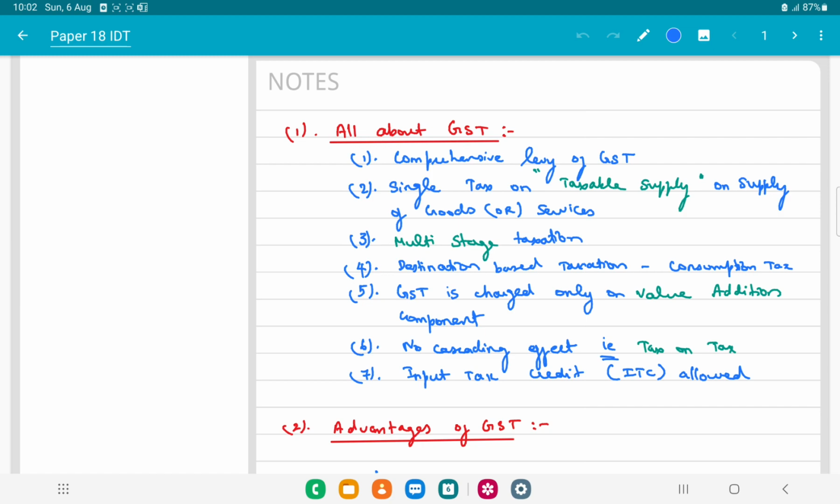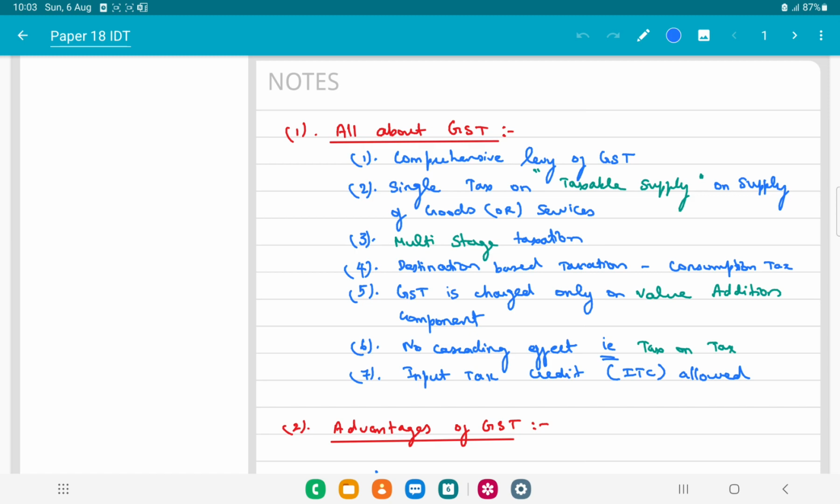But now we have only one tax, whether it is manufacture, service, sales, inter-state sales or intrastate sales. There is only one tax levied, which is GST. It is a comprehensive levy of GST. It is a multi-stage taxation from the manufacturer till the ultimate consumer, with only one tax levied, which is GST.